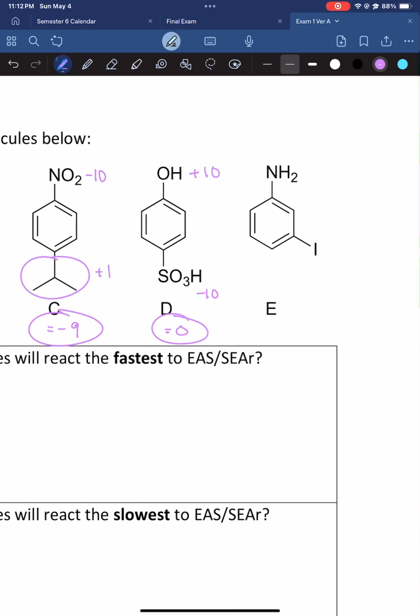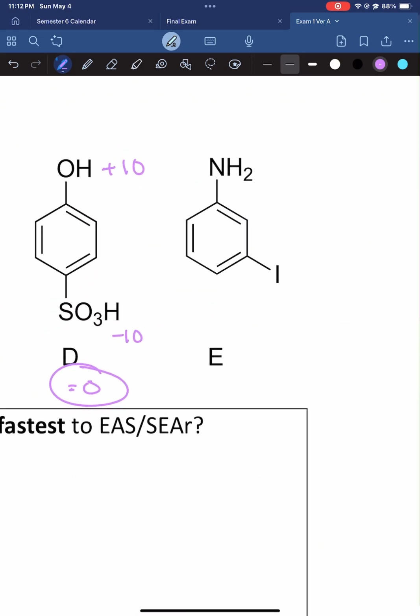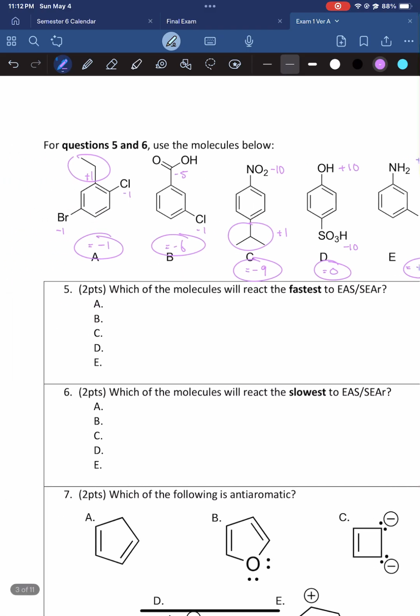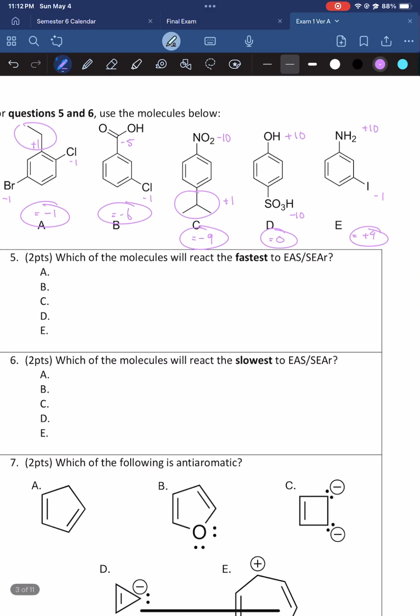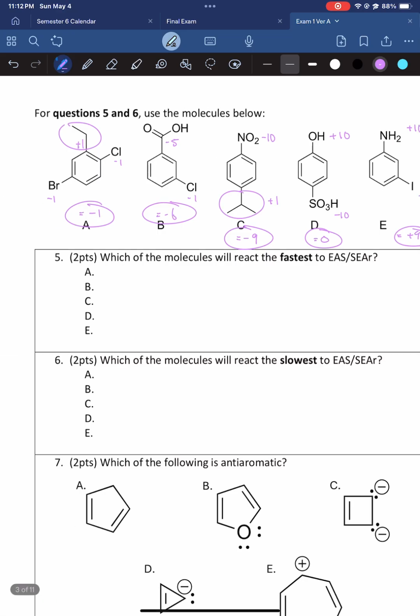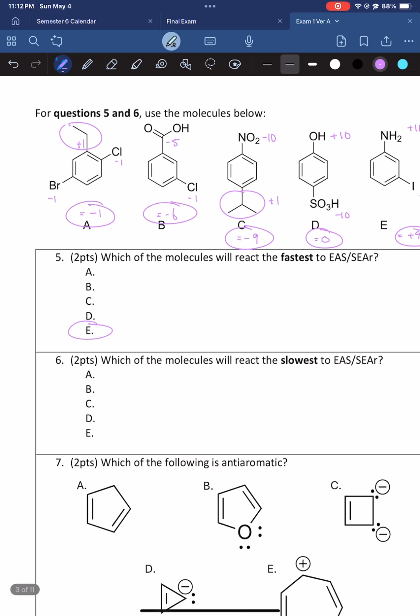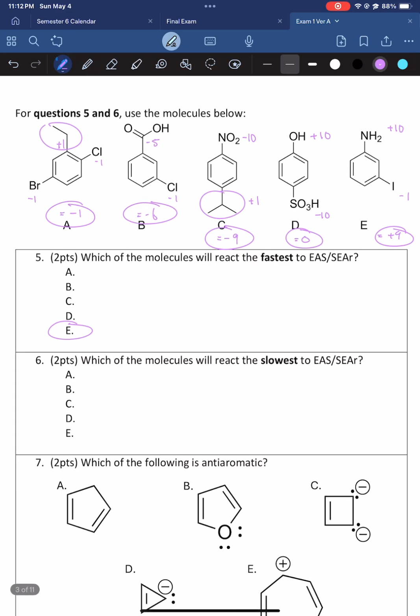Let's look at E. We have this amine group here. This is going to be strongly activating. We're going to give this a plus 10, and this iodine here, it is a halogen. It's going to be a minus 1 for a total of plus 9. So now we know which one's the fastest, and now we know which one is the slowest. So let's look at question 5. Which will react fastest? We know now it's E. Which of the molecules will react slowest? It's going to be C.